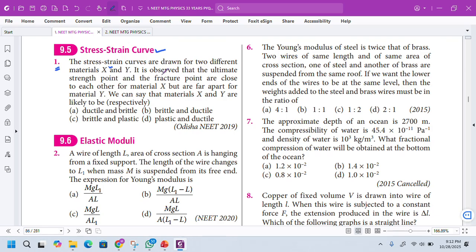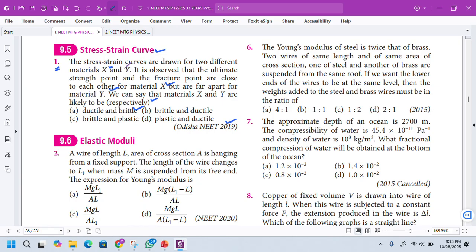It is observed that the ultimate strength point and fracture point are close to each other for material X, but are far apart for material Y. We can say that materials X and Y are likely to be, respectively: first answer, ductile and brittle; second answer, brittle and ductile; third answer, brittle and plastic; fourth answer, plastic and ductile. This question was asked in NEET 2019, dear students.